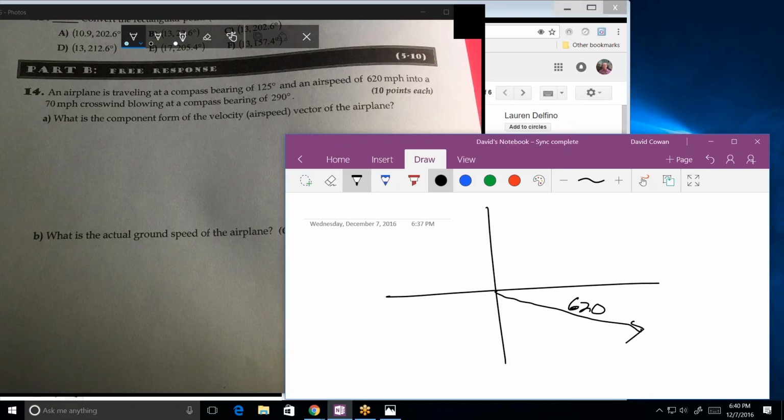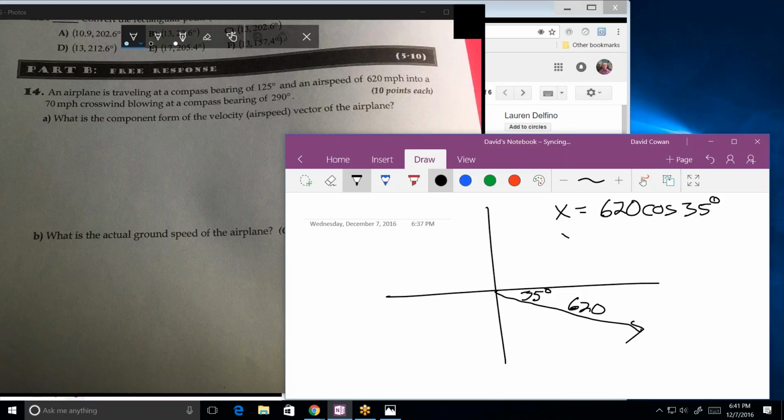Would it be 35? Uh-huh. And that's the angle we're going to want to use when we convert this vector to its horizontal and vertical components. Okay, let's do that first. So what is the x component? Remember that the horizontal component is always the cosine. So it's 620 cosine 35.